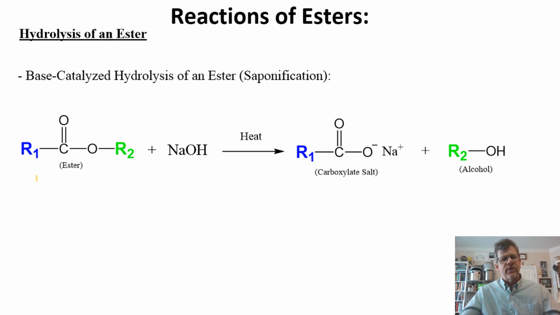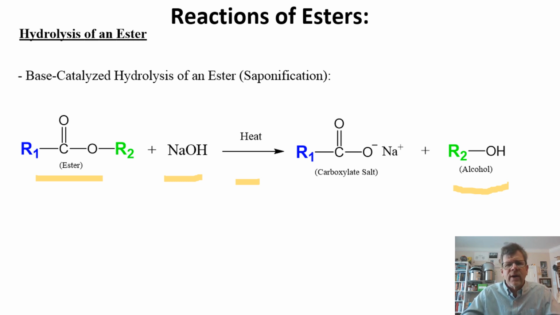In this case, we have an ester, and we treat it with one of our hydroxide salts, our strong bases. In this case, only heat is required for conditions, and we end up with, remember the acid catalyzed hydrolysis, we ended up with a carboxylic acid and an alcohol. In this case, we do the same. We end up with an alcohol, and we initially end up with a carboxylic acid.